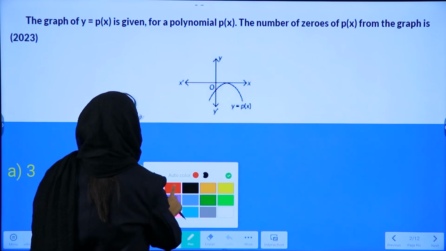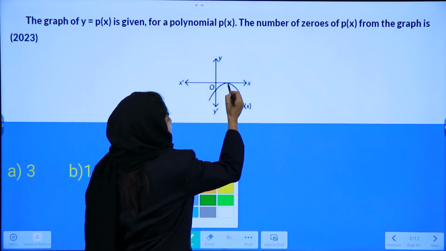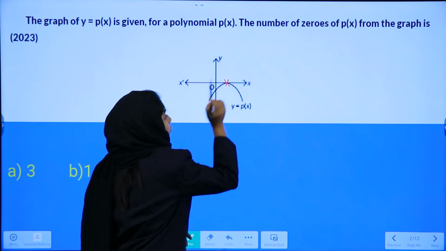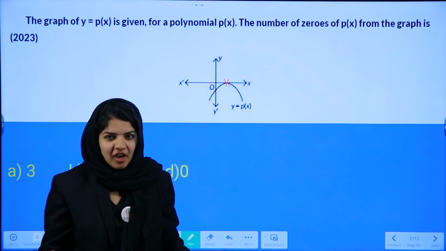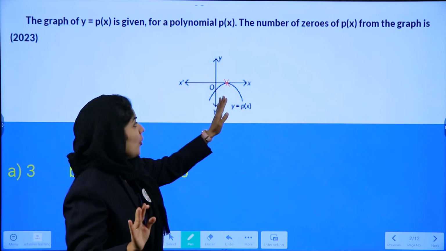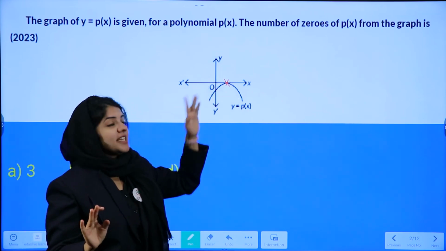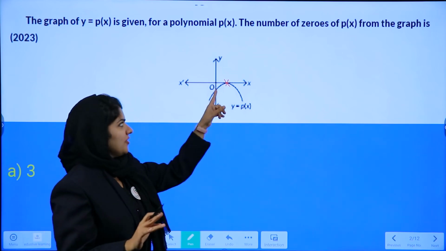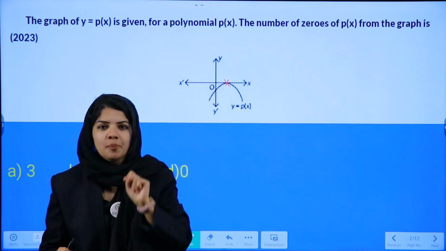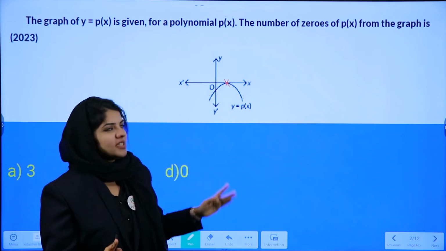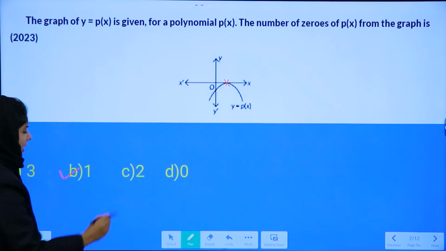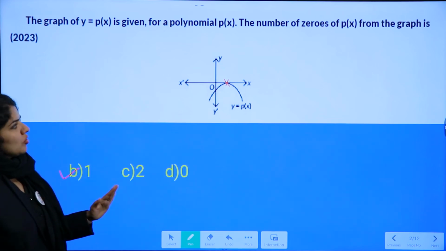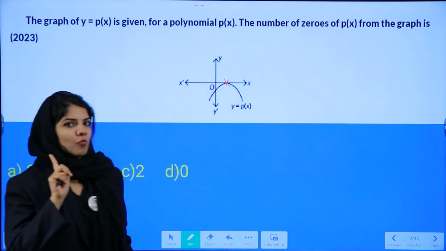So in the graph, we see it touches the x-axis at one point. In order to find the number of zeros from the graph, you just count how many times the graph touches the x-axis. Here the graph is touching the x-axis at one point. So the number of zeros is 1 here. So the correct answer is option B, 1. That is, the number of zeros of this graph is 1.